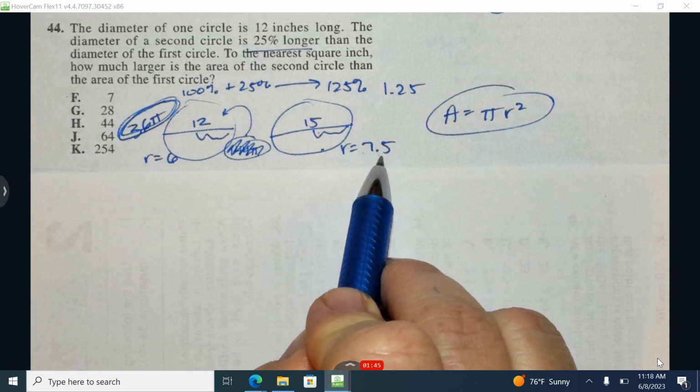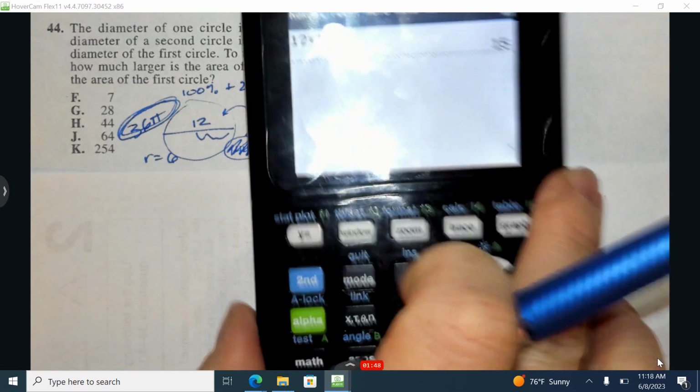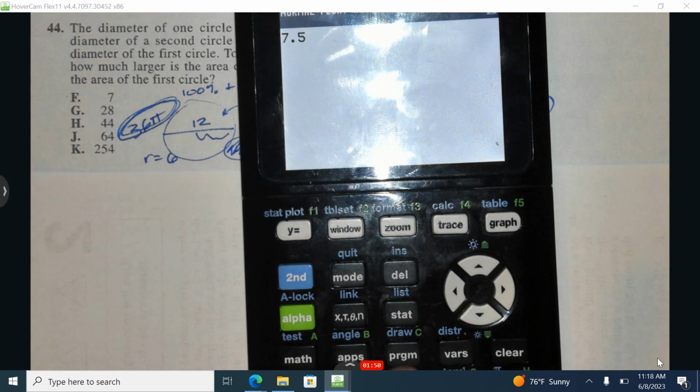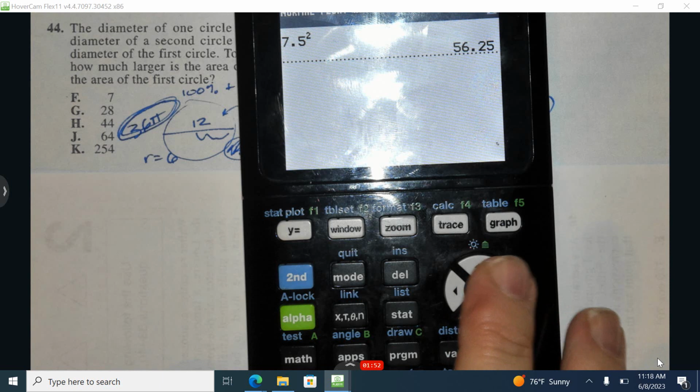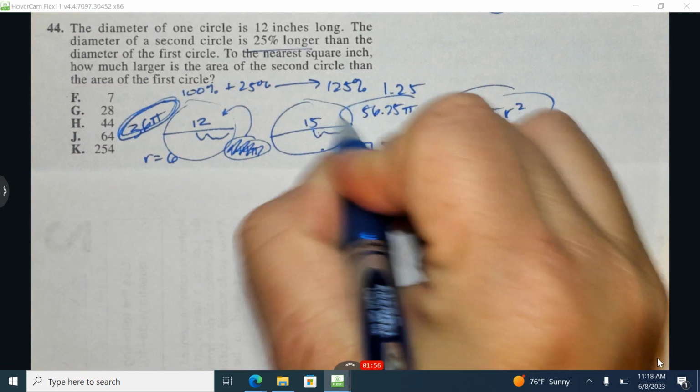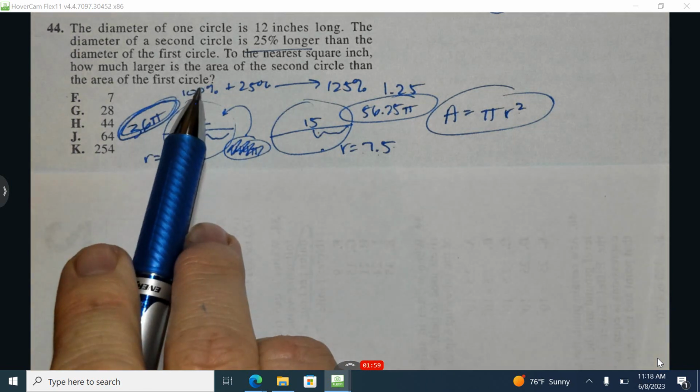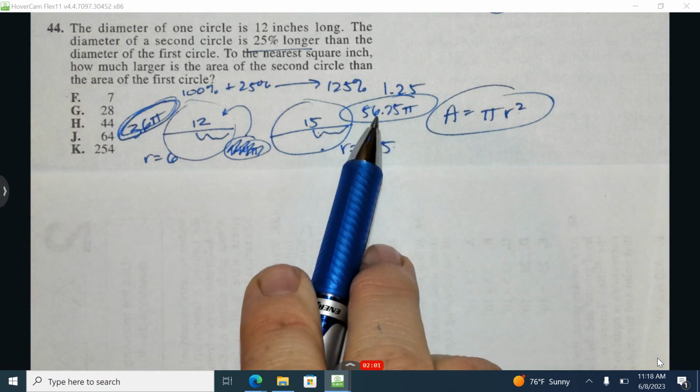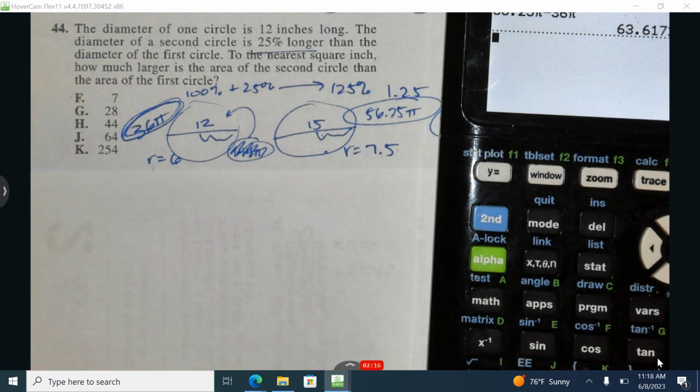Over here, I'm going to take 7.5, and I'm going to square it. Now, I don't know what 7.5 squared is, so I'll plug it in. 7.5 squared is 56.25 units squared. And we want to know how much larger is the second circle compared to the first circle. So if I type in 56.25 pi, and I take that and subtract 36 pi, I get an answer of 63.6, which is closest to 64. Option J.